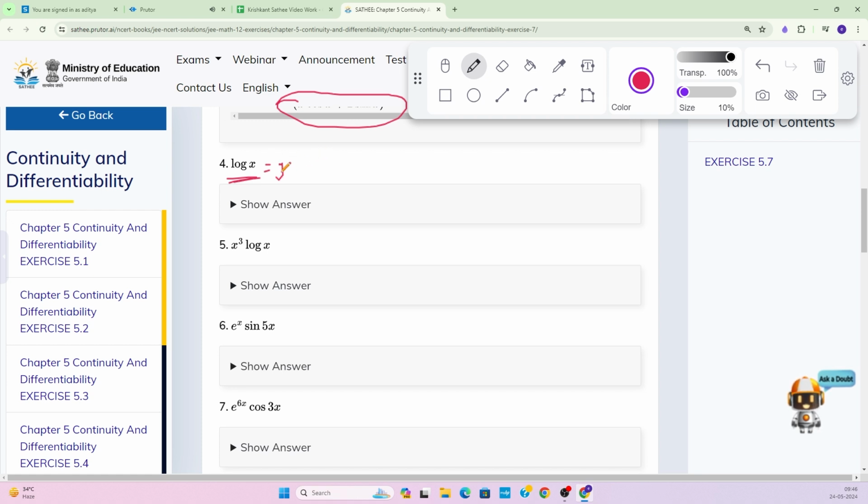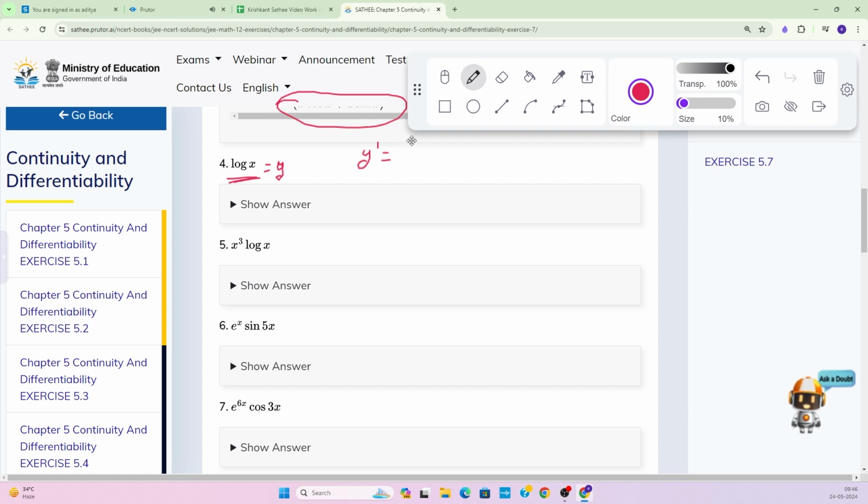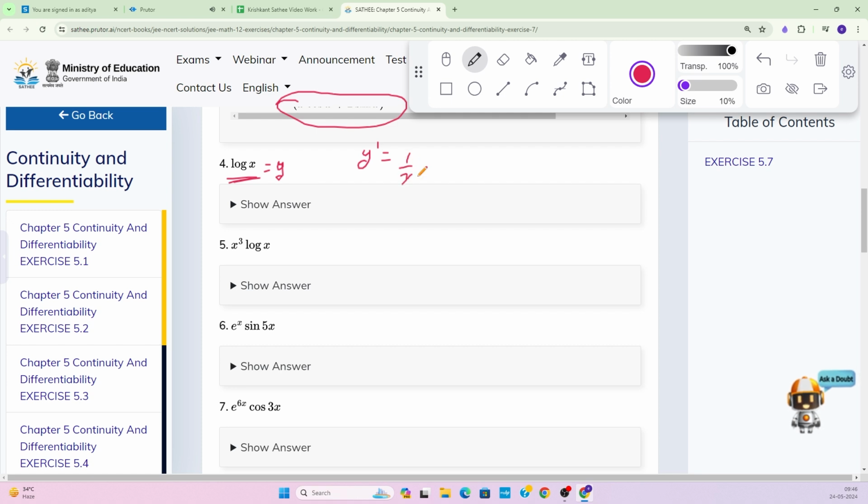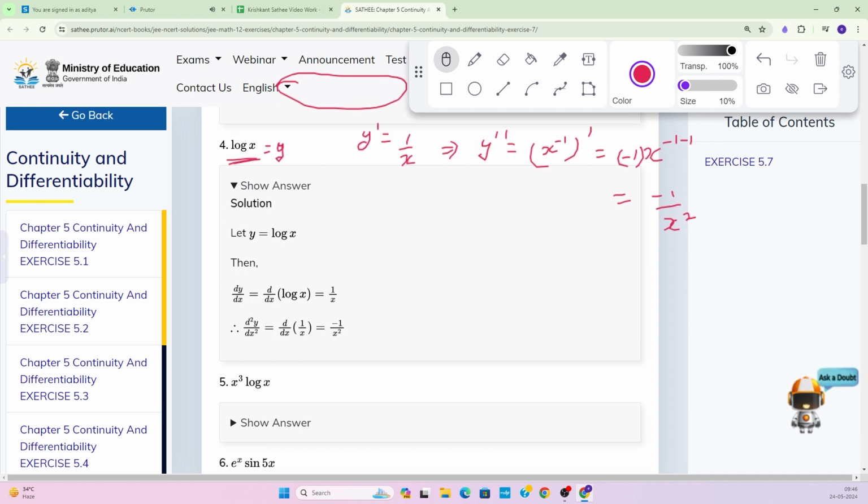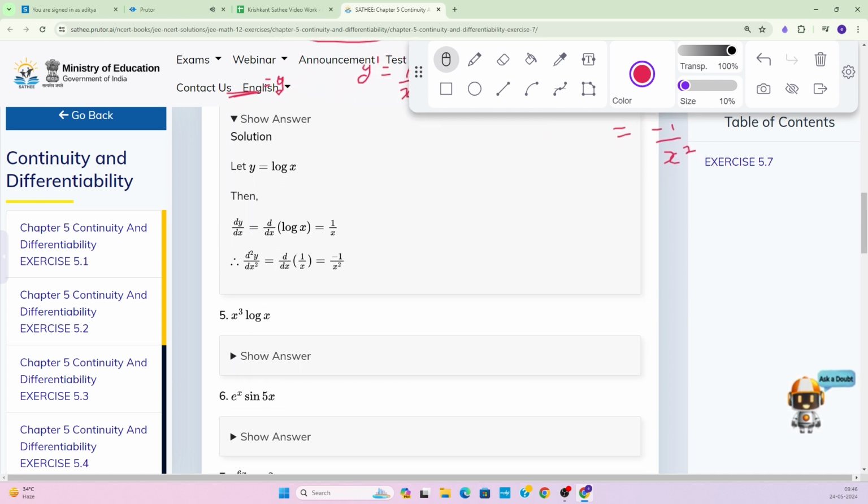Now fourth problem, derivate this twice. If this is equal to y, then y derivative is equal to 1 by x. This will imply y double derivative is equal to the derivative of this, which means derivative of x power minus 1, and this will be minus 1 multiplied by x power minus 1 minus 1. This means minus 1 divided by x square. So your answer for this will be minus 1 by x square.